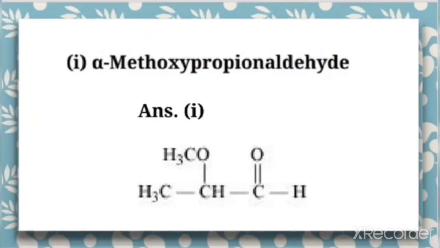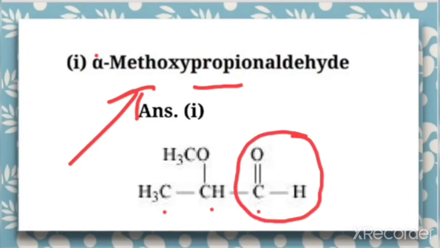First, if the name is given to us, how can we make the structure? First start with the word root, that is prop. Prop means 3 carbon. So you make 3 carbons as it is given. And here methoxy is represented at the alpha position. Alpha position means the carbon to which the functional group is attached. So here the aldehyde group is the functional group, so it is attached to which carbon? This carbon. So on that carbon there is a substituent, that is methoxy.